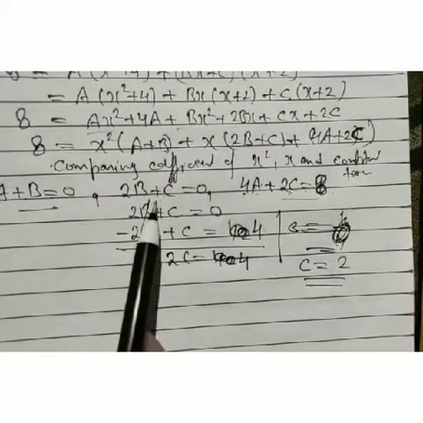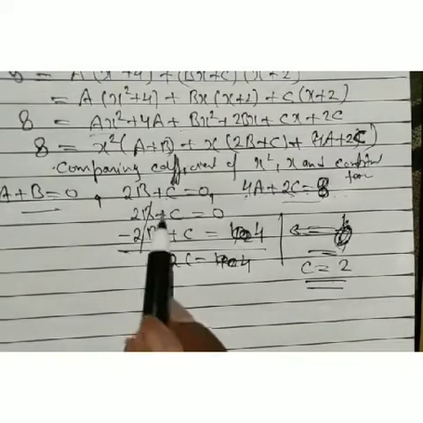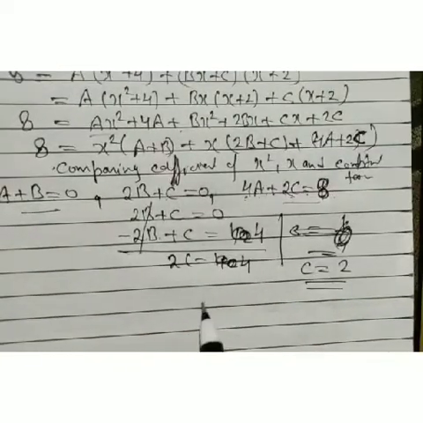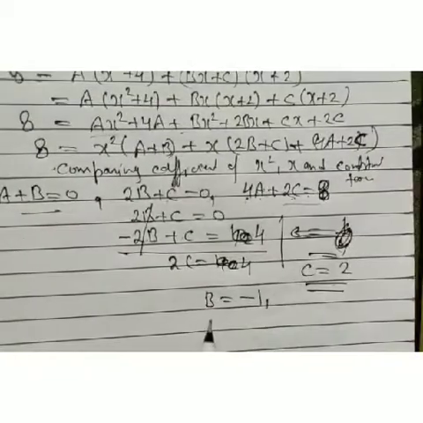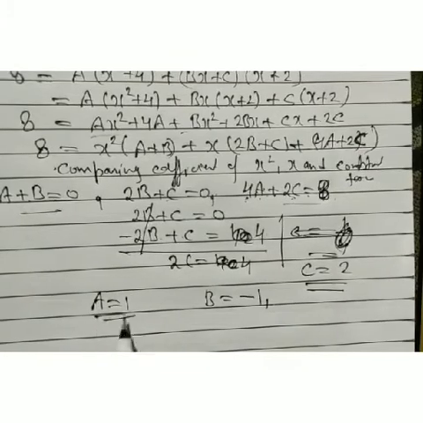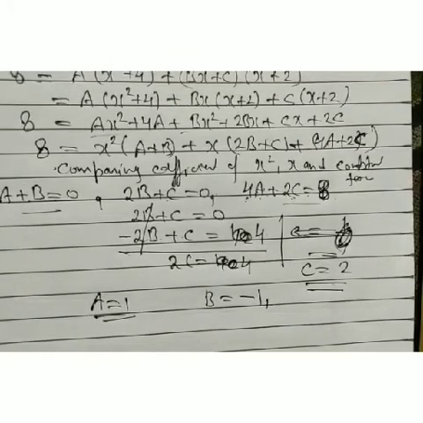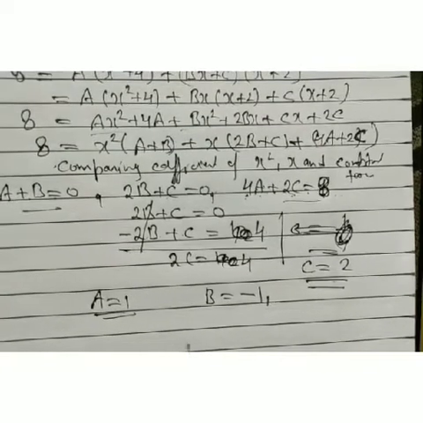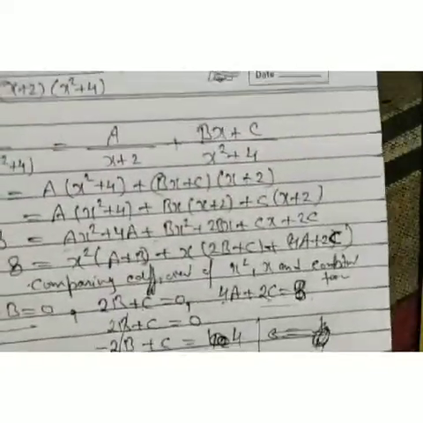Now we get the value of c is equal to 2, then putting it here we get the value of b is minus 1, and when we put the value of b is minus 1 here, the value of a is 1. Now we have found the values of a, b, c. Look, now we are going to put the values here.